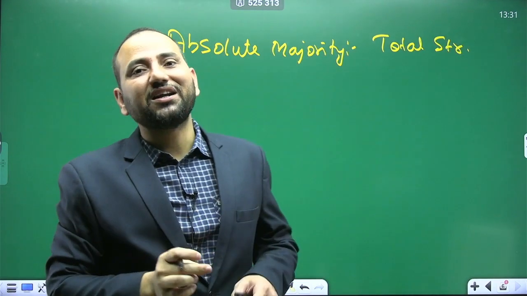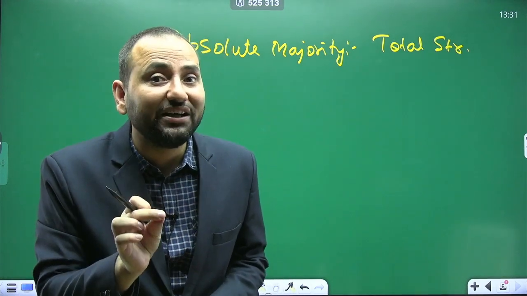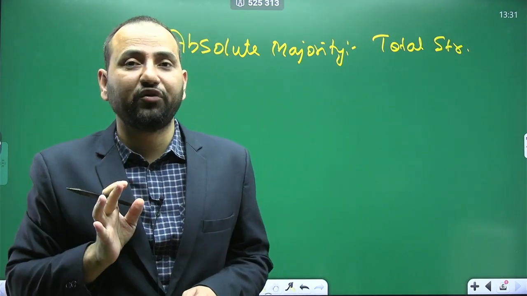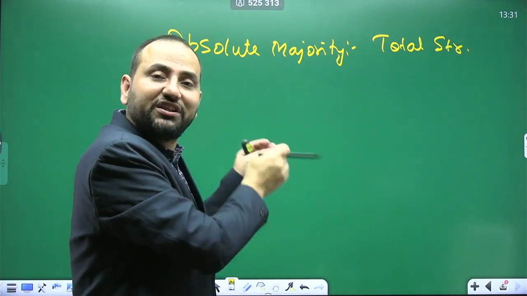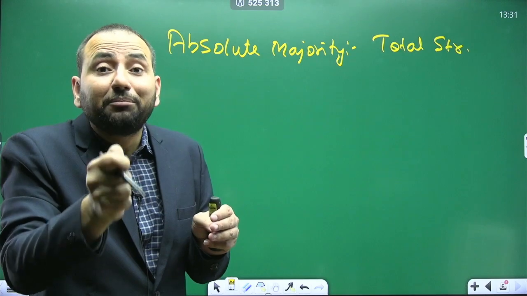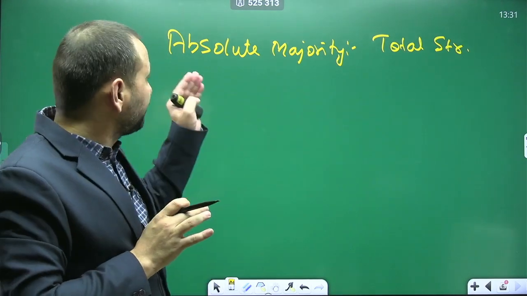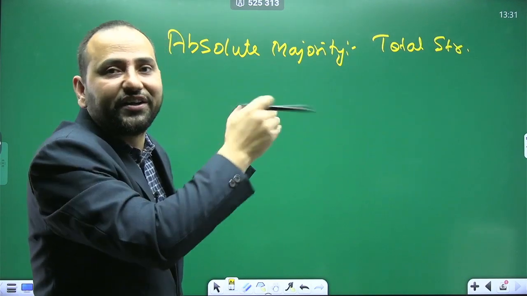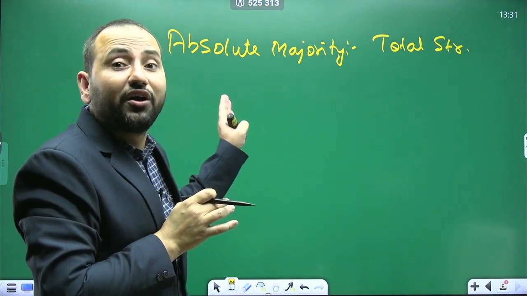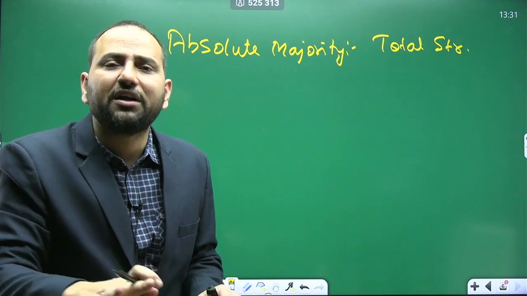And the best part about this majority is it is not used individually anywhere in the provisions of the parliament. Whenever we see the concept of absolute majority, we see it with some other type of majority. So if absolute majority is used, it will be used with some other types of majority. I will just explain where it is used. But it means the majority of total strength of the house. It doesn't matter how many are present, how many are absent.